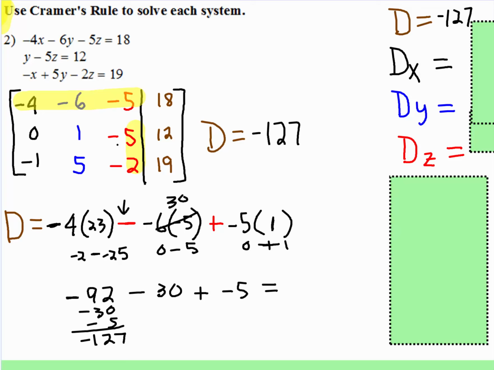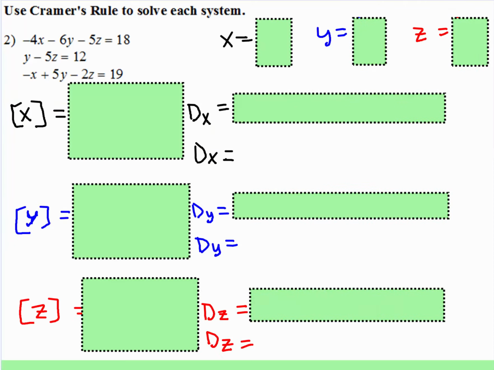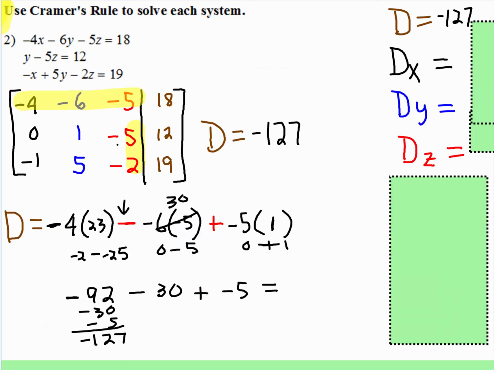So now we have to create the X matrix, the Y matrix, the Z matrix, and find its determinant. So we're going to come over here, and remember, when we create the X matrix, instead of the X values, we're going to put 18, 12, and 19.